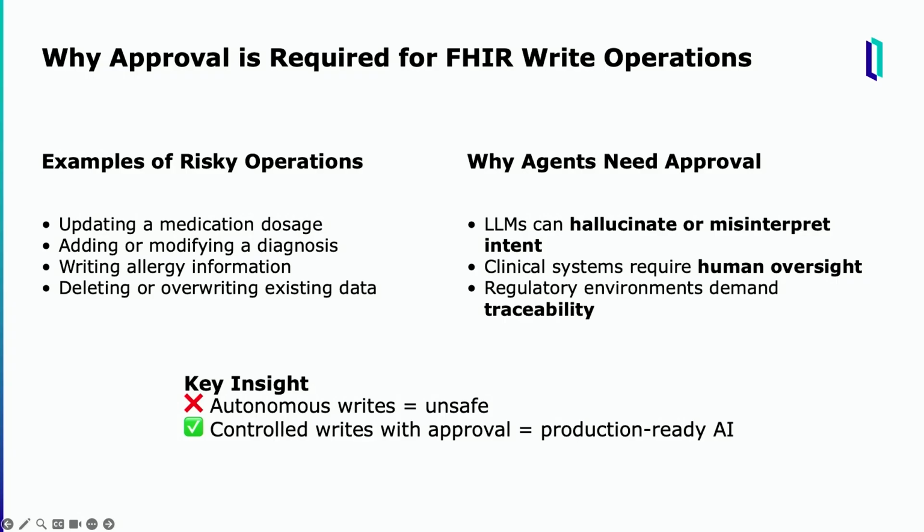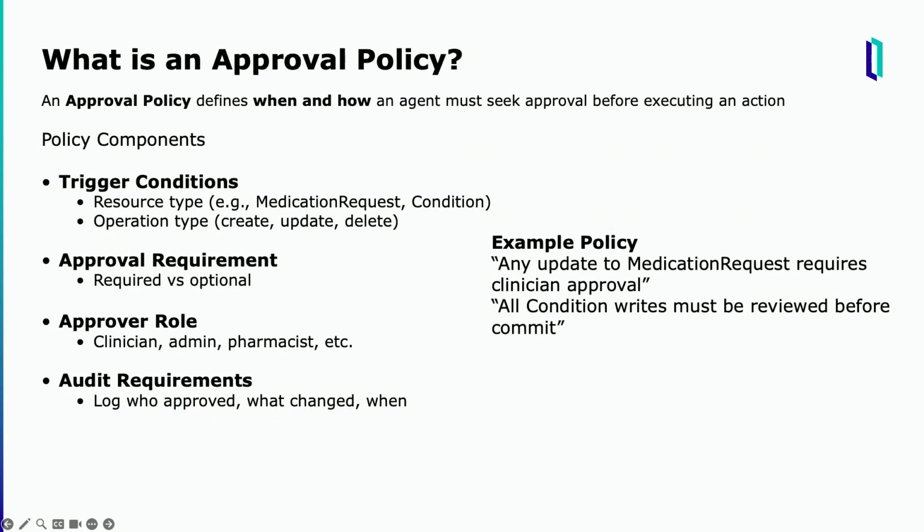Let me make this more concrete. If we're updating medication dosage, changing a diagnosis, adding allergy information, deleting data, these are all very consequential actions. So the point is that agents should never support these workflows without having a human in the loop. They need an explicit approval model. And the way to do this is creating policies that lie outside the agent, but the agent is tied to those policies because it knows that it has to invoke those policies for certain tool operations.